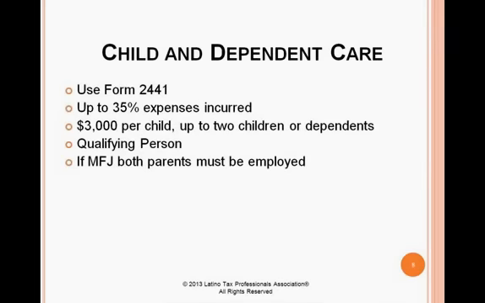Child and dependent care is a common one when, of course, you're dealing with families. You must use Form 2441. It can be up to 35% of the expenses incurred. The maximum benefit is $3,000 of expenses per child or $6,000 for 2 or more children.